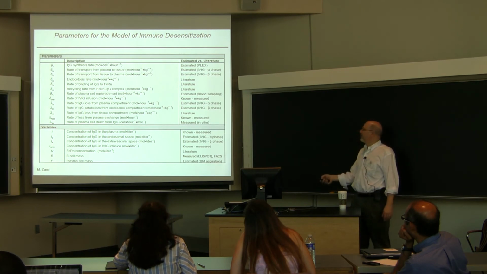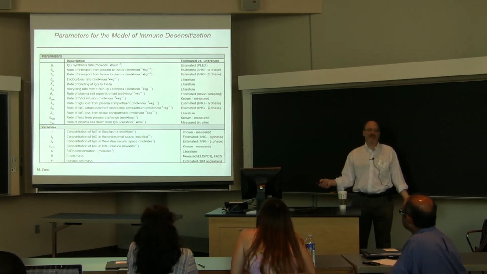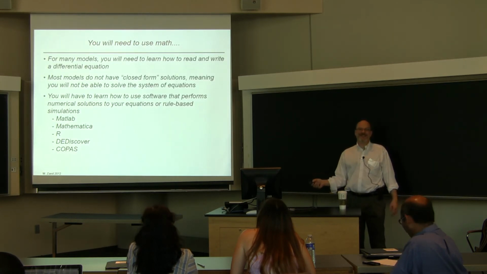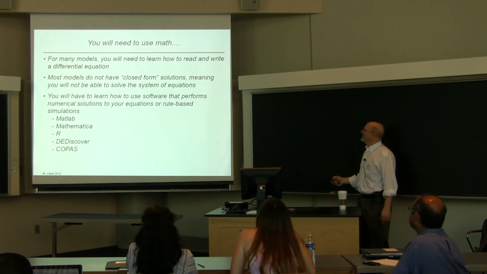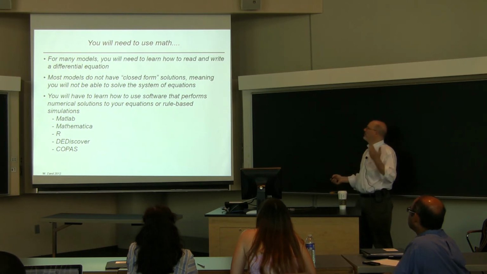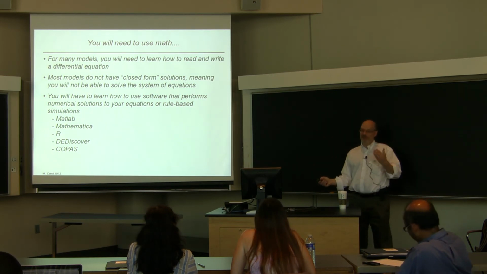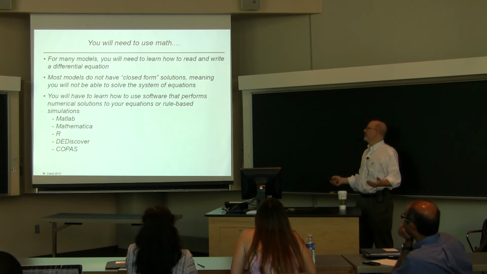Okay, here are all the variables in that model, but a number of them are hidden variables. We can't really measure the concentration of IgG in the endosomal space, so you're going to need to use math to translate that. There's no way around it. You're going to need to become bilingual. For many models, you'll have to learn how to read and write a differential equation. You will not have to learn how to solve them. That's what the software is for. But you will need to recognize the forms of differential equations that can be solved by your software.